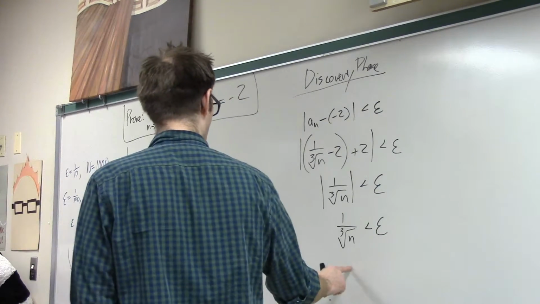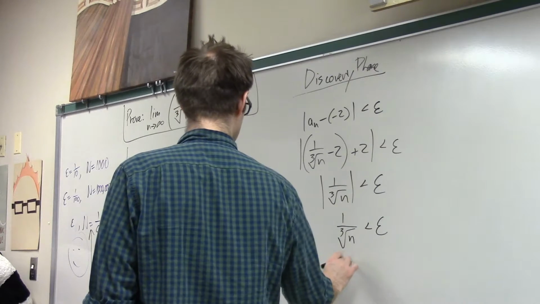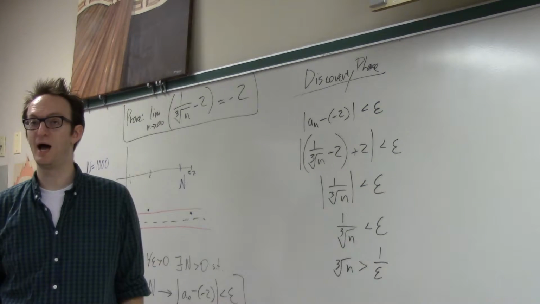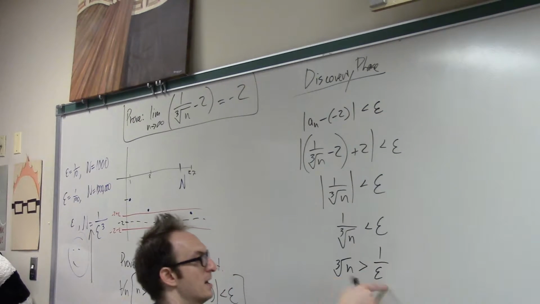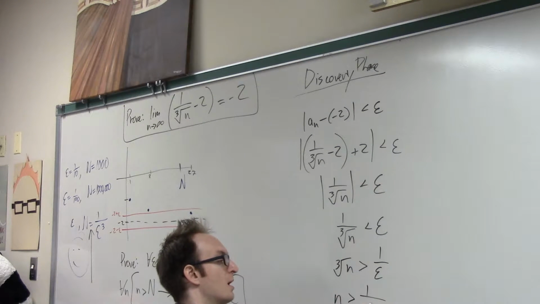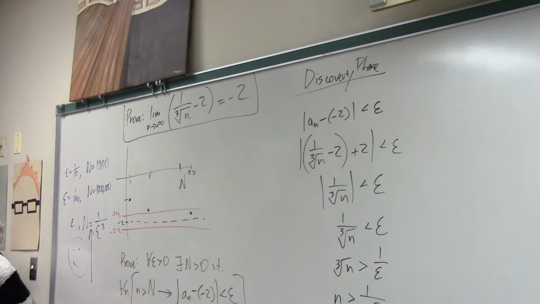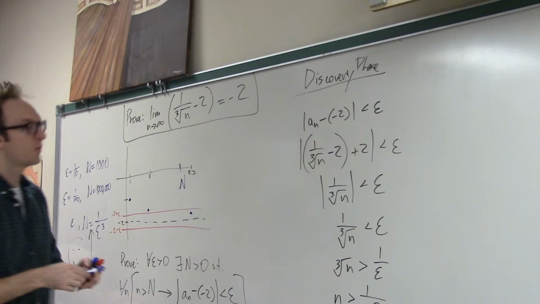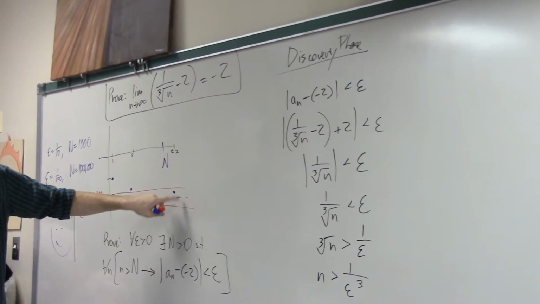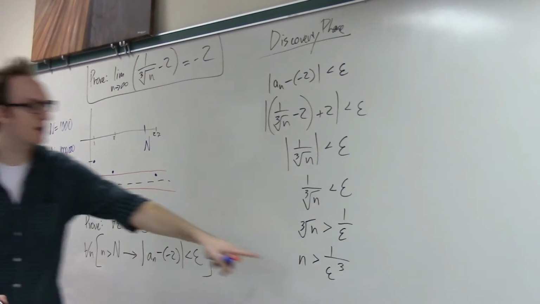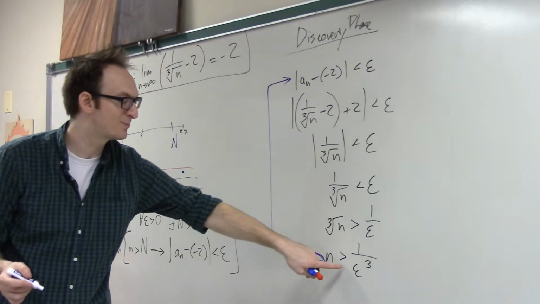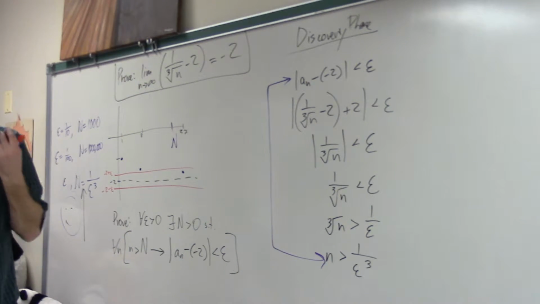He wants to reciprocate first. Everything's positive, so if we reciprocate, then we flip the sign. And now finally, cube both sides, which is again inequality preserving, as long as everything's positive. Okay, so what we have really just accomplished is we started with the terms of the sequence in between the parallel lines where they belong, and what we determined is that seems to be happening whenever n is bigger than 1 over epsilon cubed. This is the whole point of discovery phase.